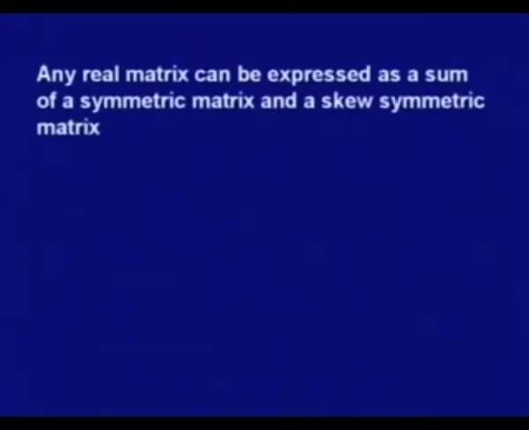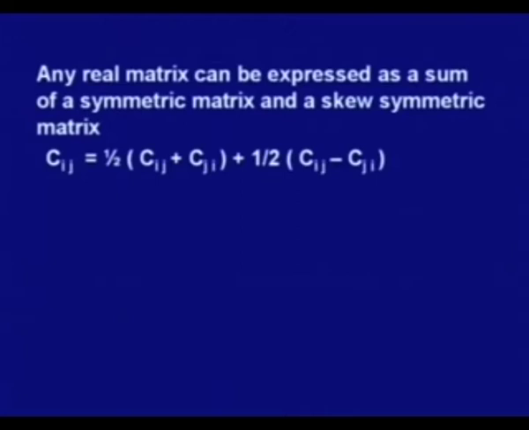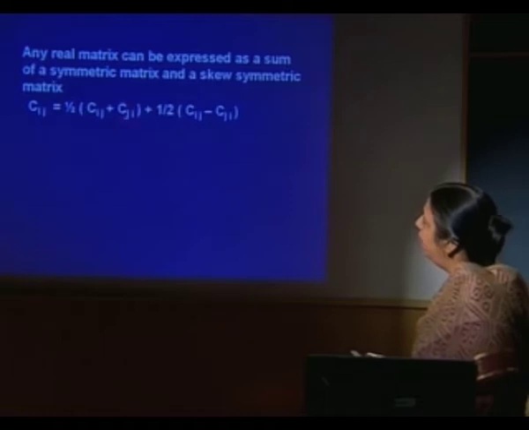Now, this is an important result. It states that any real matrix can be expressed as the sum of a symmetric matrix and a skew symmetric matrix. Now, this can be proved easily. What we do is, a typical element C_ij of the given matrix can be written as half of C_ij plus C_ji, plus half of C_ij minus C_ji. That means what I have done is I have added and subtracted C_ji and the result is C_ij. So, I have manipulated C_ij in this particular manner.